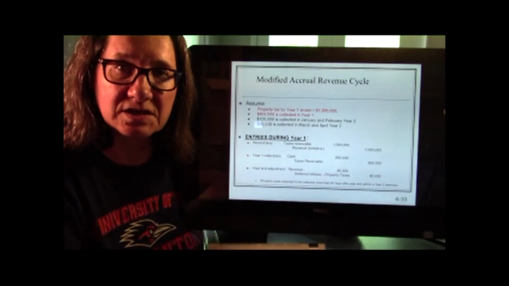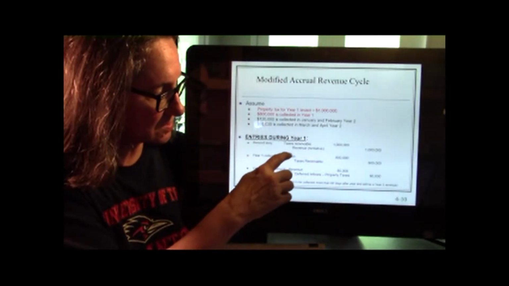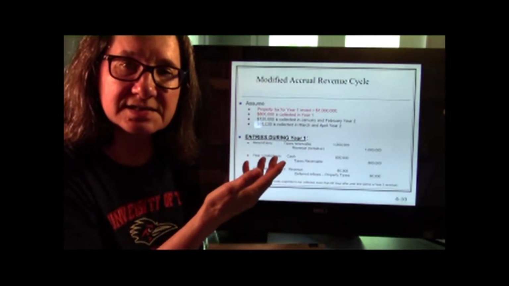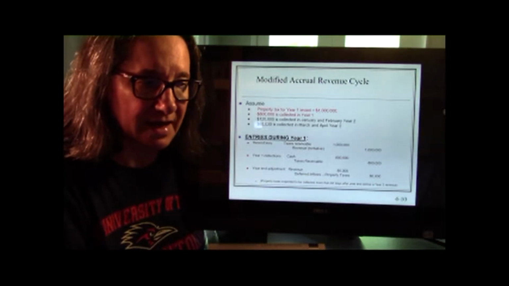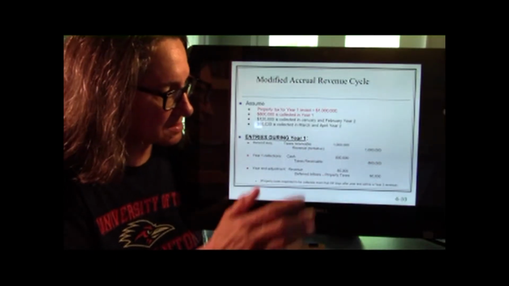During the year, we'll be actually collecting it. So when you actually collect it, it goes to cash and taxes receivable, right? So we increase the asset cash with a debit. We decrease the asset taxes receivable with a credit. And so that's when it comes in.